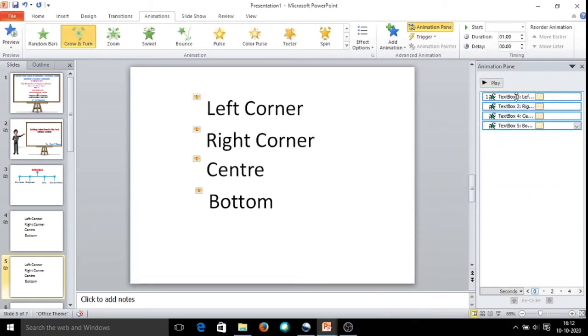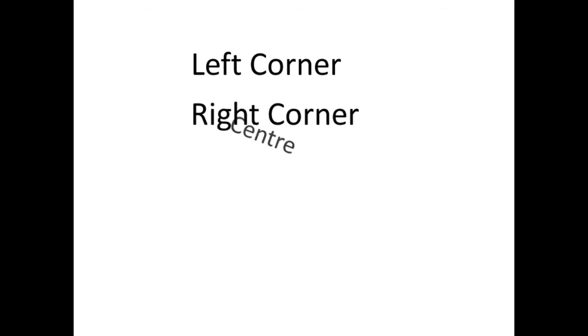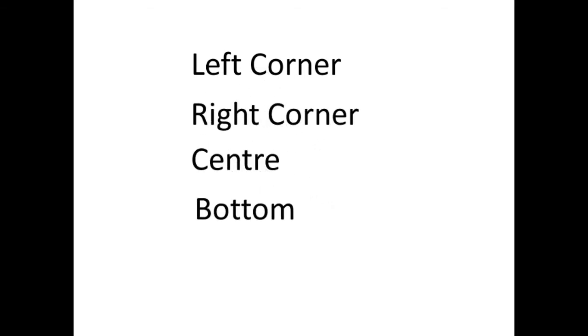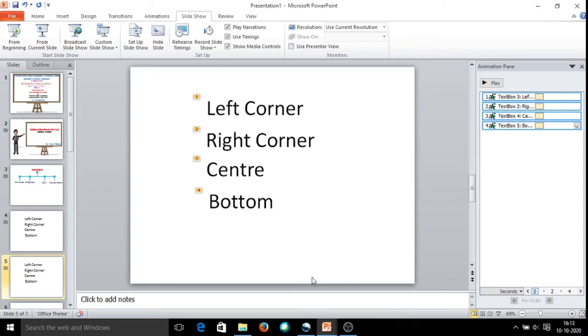So I am selecting grow and turn. Then, as I want them one by one, I will go to the start and choose the on click option. So how will it look? Slideshow from current slide. On the first click left corner, on the second click right corner, on the third click center and on the fourth click bottom. Now what should happen next? If I click, the left corner text should go to the left corner, the right corner text should go to the right corner, the center text should come to the center and the bottom text should go to the bottom. So now we have to add the animation again. So what do we need to do?